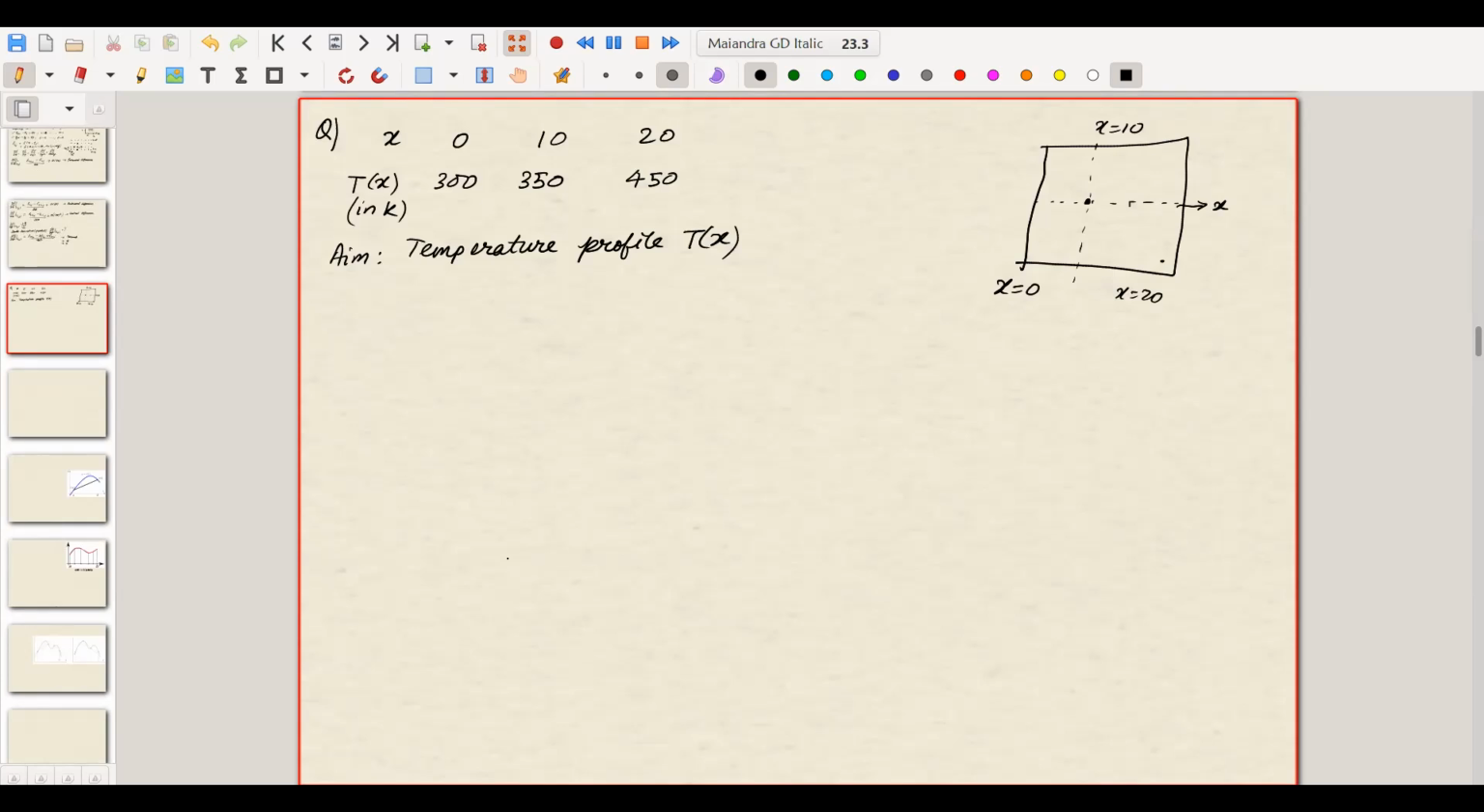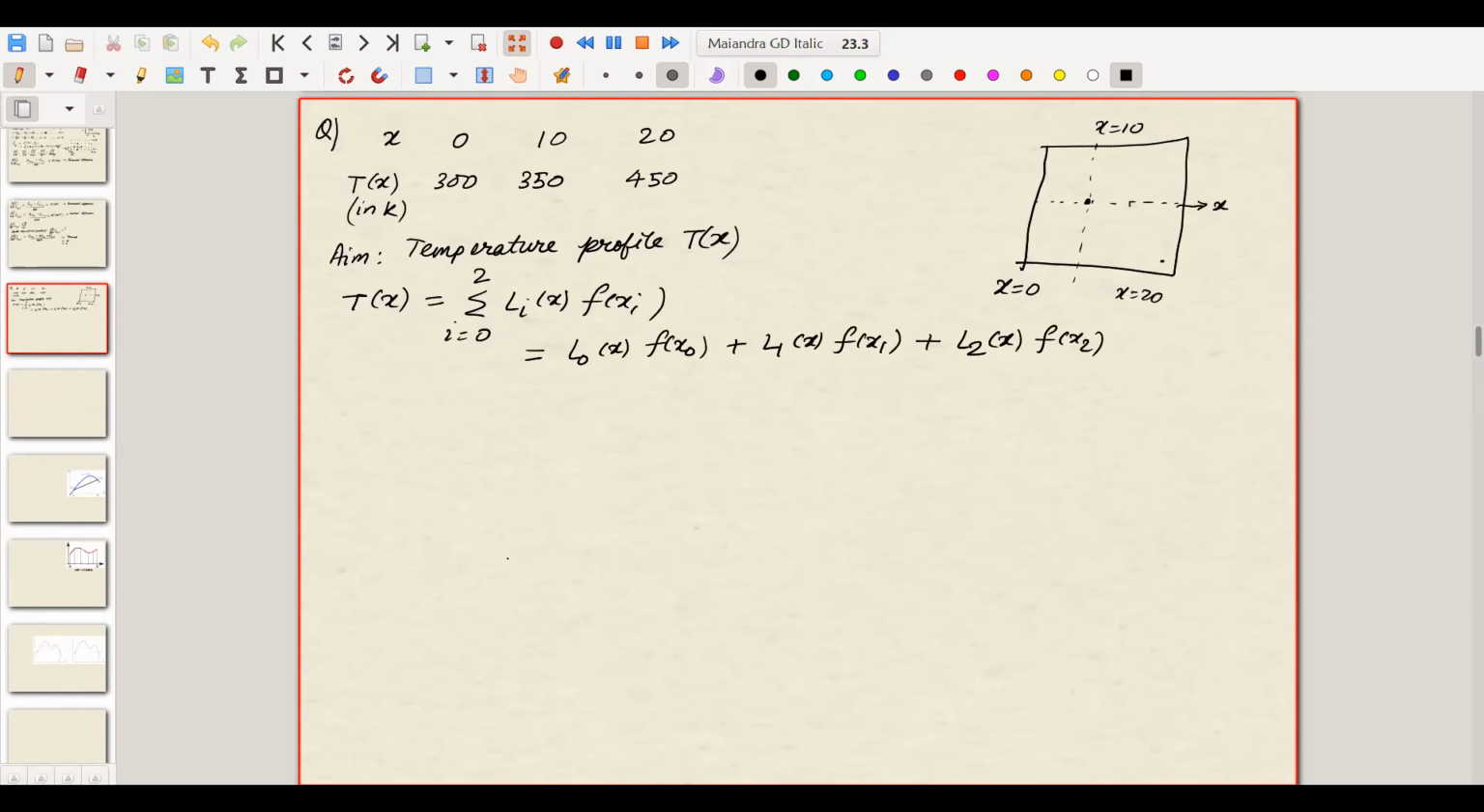The idea is to use a Lagrange polynomial. That means we will assume that T of x is represented by the sum of Li of x times f of xi, where Li of x are your Lagrange polynomials. Since we have 3 points, we are going from 0, 1, 2. So it will be L0 of x f of x0 plus L1 of x f of x1 plus L2 of x f of x2.